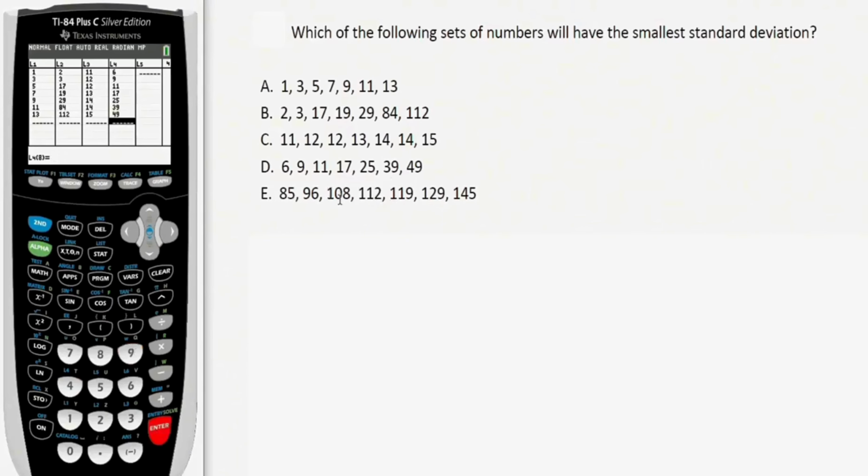So let's check the last option, option A, which will be our list 5. Alright, so let's go back to this place. We have 85, 96. Okay, we have 108. Alright, we have 112.